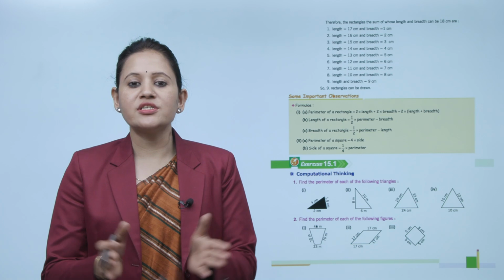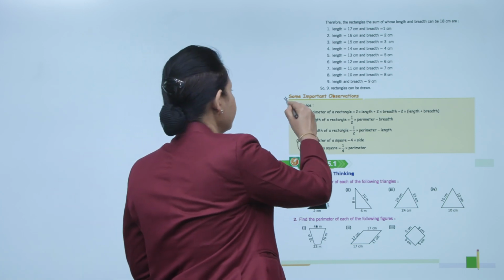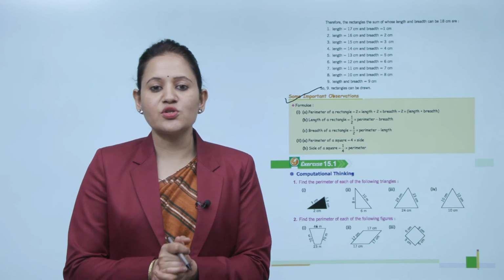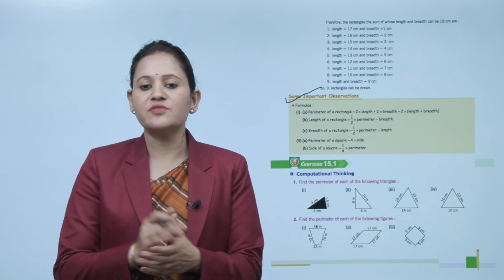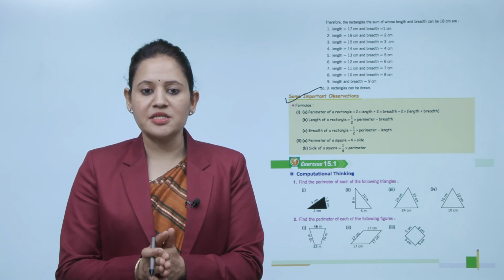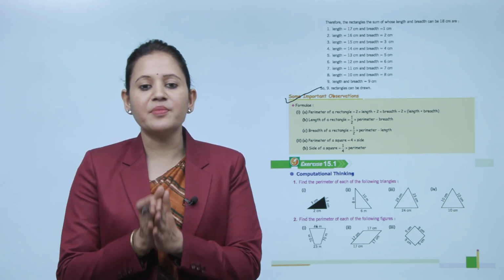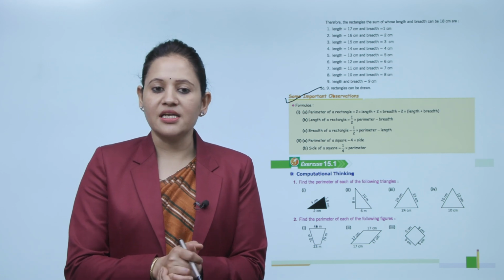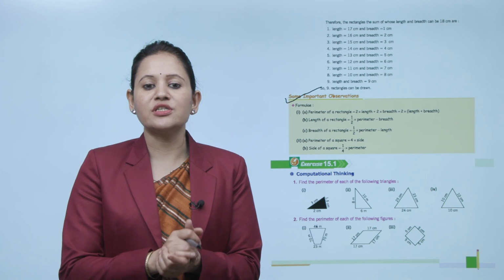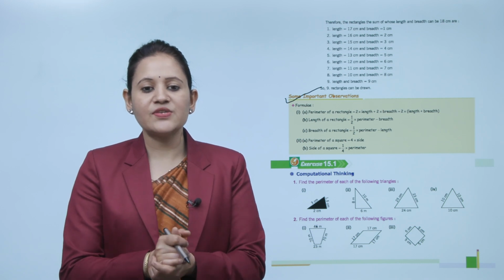Next is some important observations. Formulas: perimeter of rectangle equals 2 into length plus 2 into breadth, equals 2 into (length plus breadth). Length of the rectangle is 1 by 2 perimeter minus breadth, and breadth of the rectangle is 1 by 2 perimeter minus length. Perimeter of square is 4 into side, side of square is 1 by 4 into perimeter. Next is exercise 15.1.